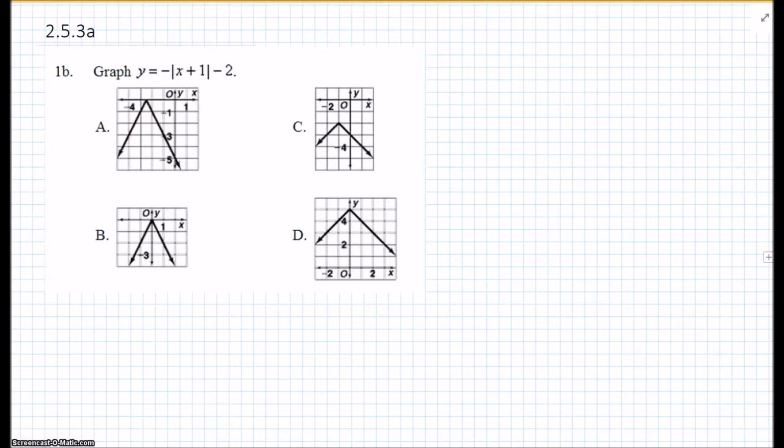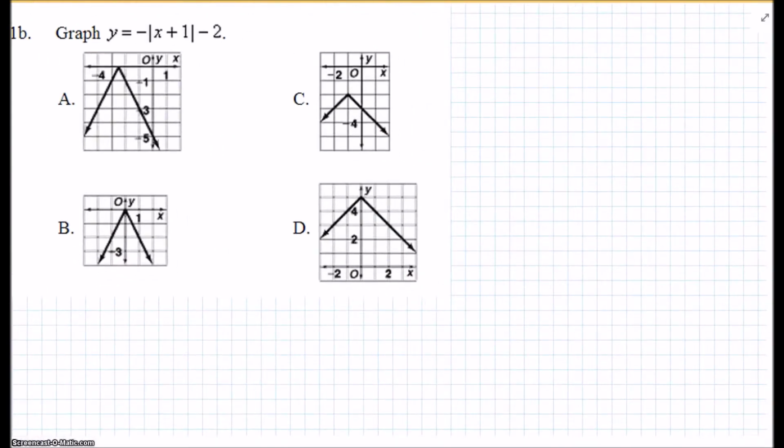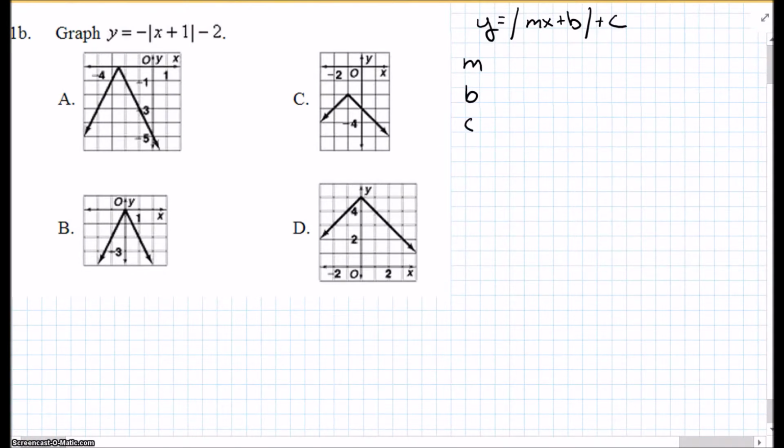Let's keep doing a few of these till we get it. Oh, now we got a c value. Not a big deal. So let's just look at our original equation. We know y equals the absolute value of mx plus b, plus c. So let's find our m, our b, and our c values. What's our m in this equation? I got a negative on the outside. Okay. Well, my m is 1, my b is 1, and my c is negative 2.